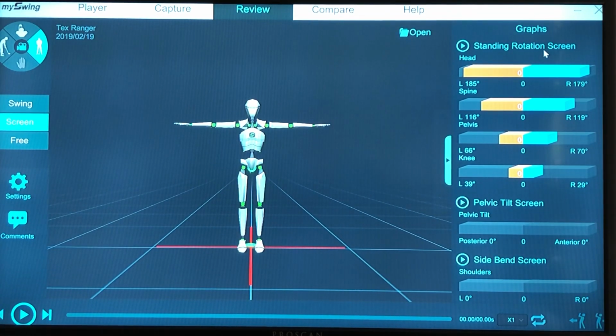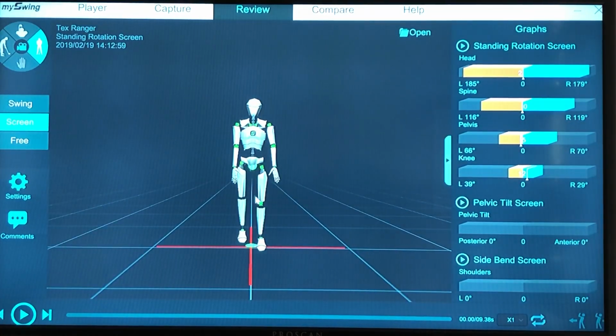So this is a standing rotation screen for this person. You can see that over here on the right-hand side, you can look and see what the maximum values of the range of motion of those rotations are without having to look through the entire screen. So the head goes 185 to the left and it goes 179 to the right, which is an enormous amount of range of motion. This is a professional baseball player.